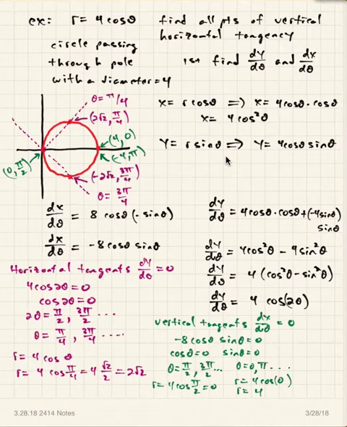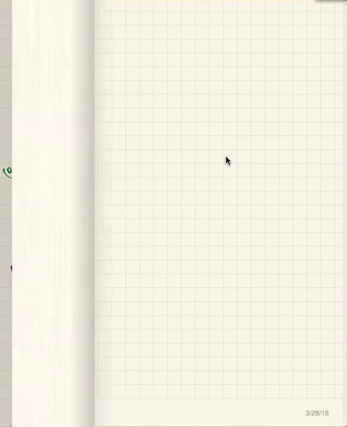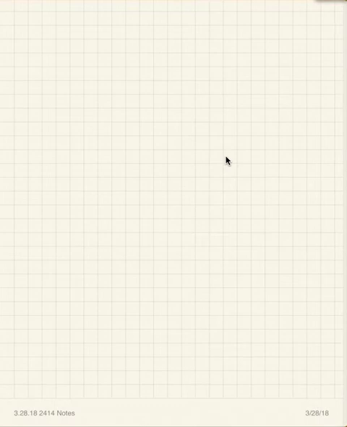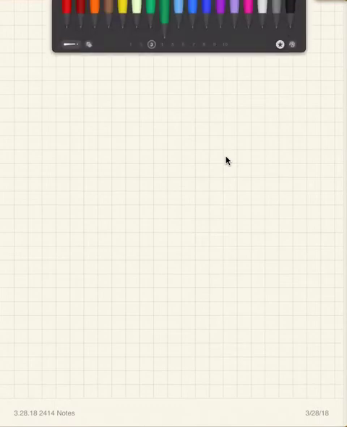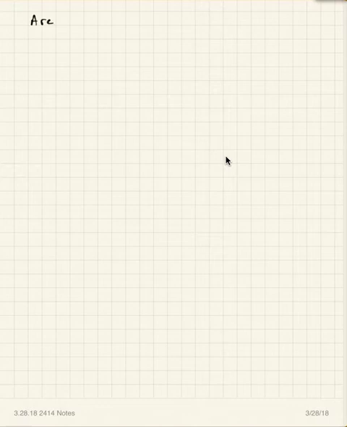All right, so that is an example of finding horizontal and vertical tangents to a polar curve. I wanted to go over that and make sure that there were no questions and that you're okay with that. We did talk about that with parametric equations also. Now we're going to move on and talk about arc length and area. Arc length is relatively straightforward. Area can be complicated geometrically, and we're going to spend a lot of time with area bounded by a polar curve.